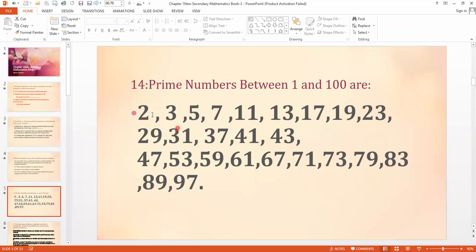2. Why is 2 a prime number? Because it is divisible by 1 and 2. Is there any other number by which 2 is divisible? No. It has only two factors, 1 and 2. So it is a prime number.